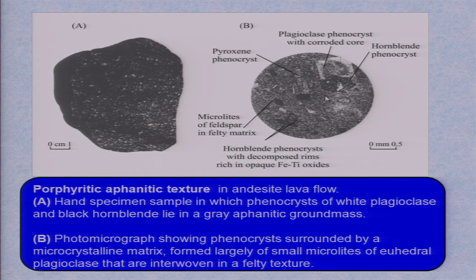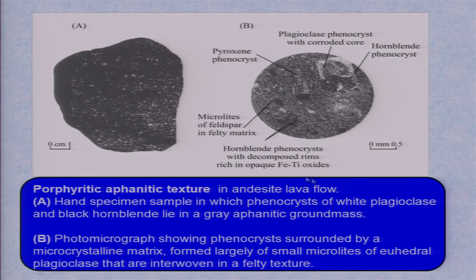How does it look under the microscope? See the photomicrograph showing phenocrysts surrounded by a microcrystalline matrix. This is a microcrystalline matrix formed largely of small microlites of euhedral plagioclase. This is all euhedral plagioclase crystals. See here, I have also marked a plagioclase phenocryst with a corroded core. Corroded means that part of the crystal is eaten away by the magma, or it has undergone dissolution in the magma.